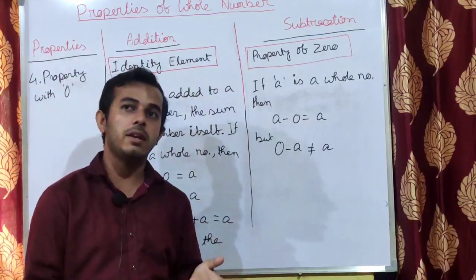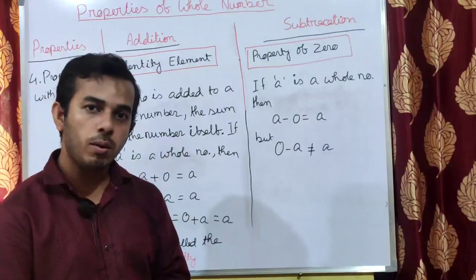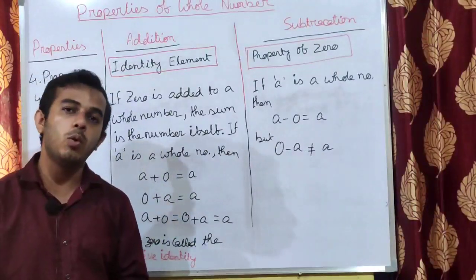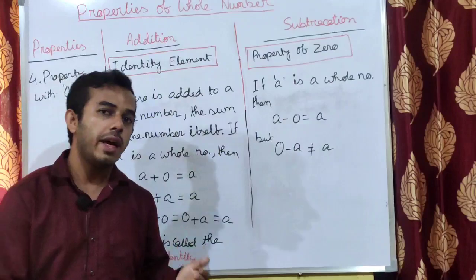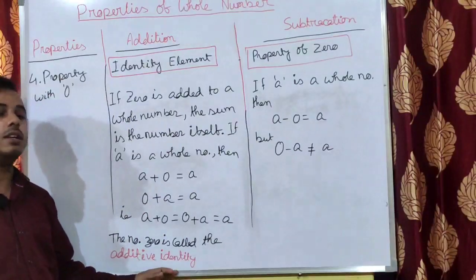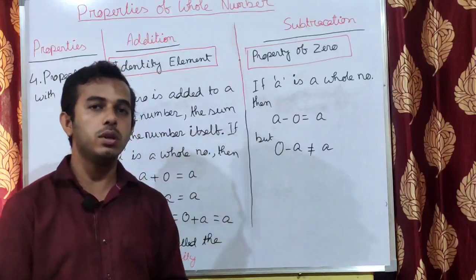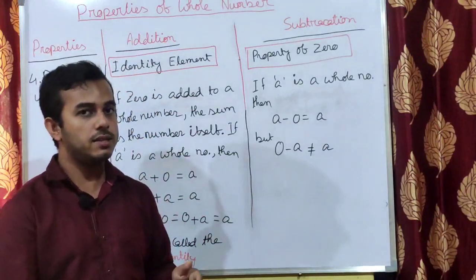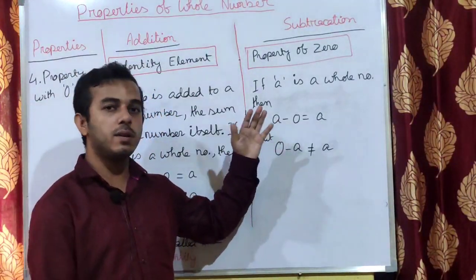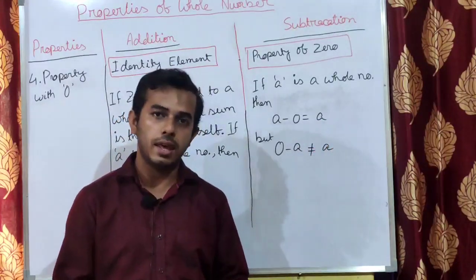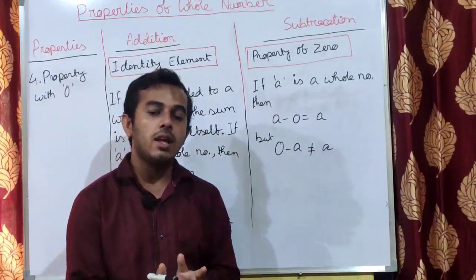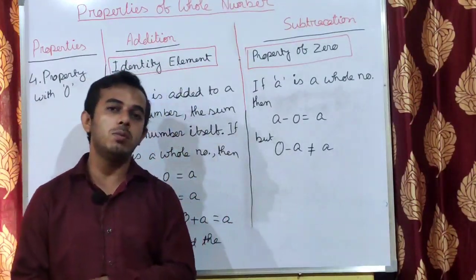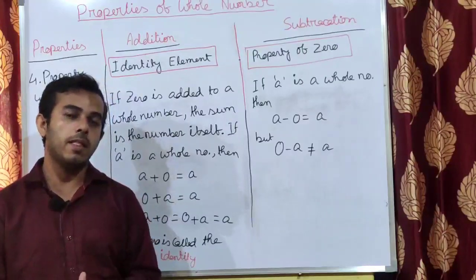In this case, when we add 0 with a whole number or a whole number with 0, the result is the same whole number, and this 0 is known as additive identity. But for subtraction, when we subtract 0 from a whole number, the result is the same whole number, right? For example, a minus 0, the result is a. But when we subtract a whole number from 0, the result is not same, because it will be a negative number.